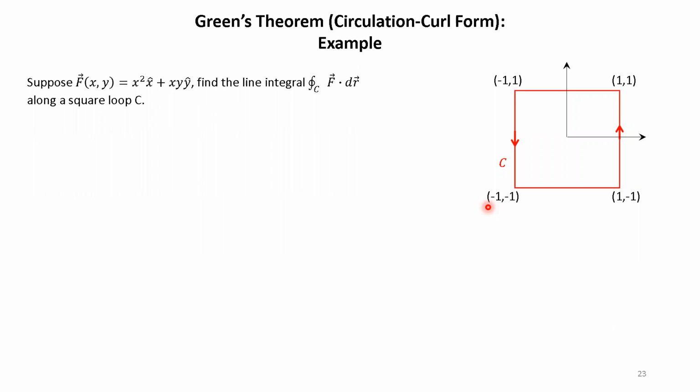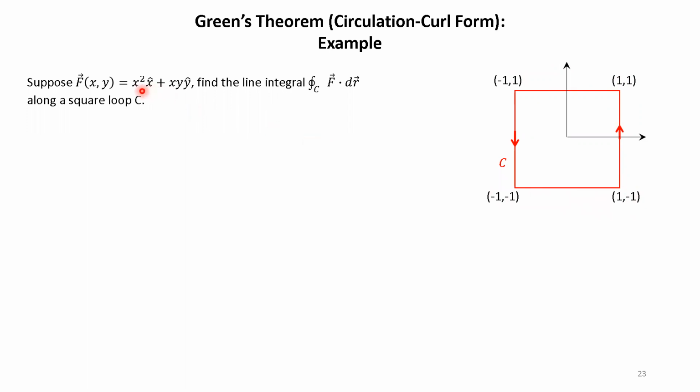Okay, so here we have learned Green's theorem. We converted the line integral into a double integral. In this example, what we are going to consider is the line integral around this closed square loop. I draw it here. This closed square loop, I have the coordinates for all four corners.